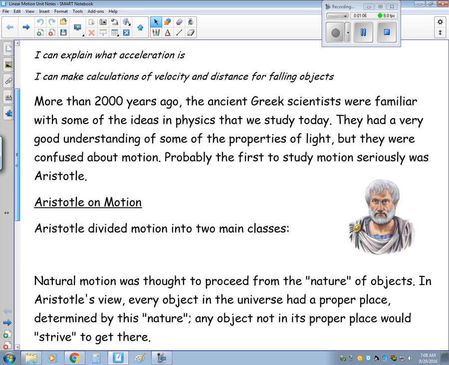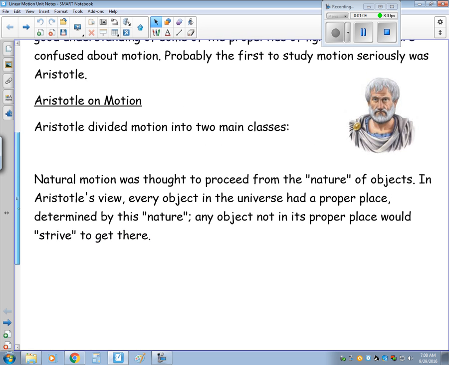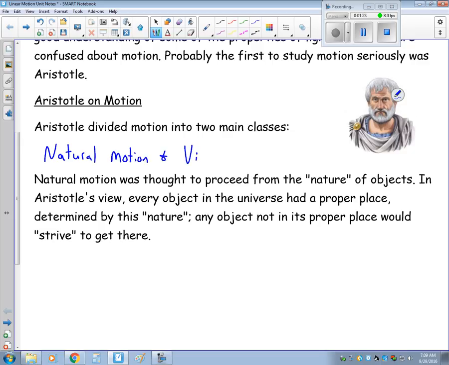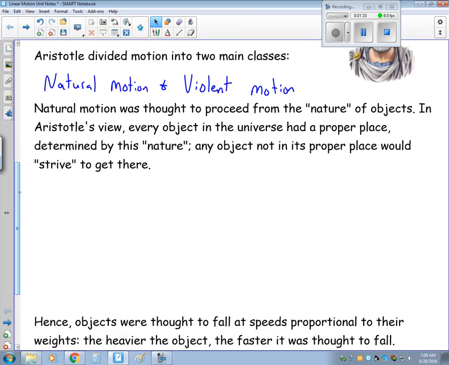The first to really consider motion seriously was Aristotle. And he divided motion into two main classes, natural motion and violent motion. So natural motion then was thought to proceed from nature, or the nature of an object. So every object in the universe had a proper place. Its nature. And if an object was not in its proper place, it would strive to return to its proper place.